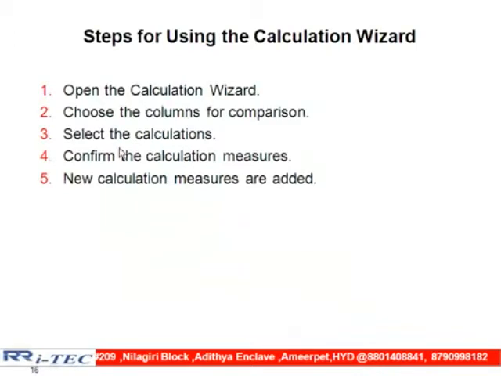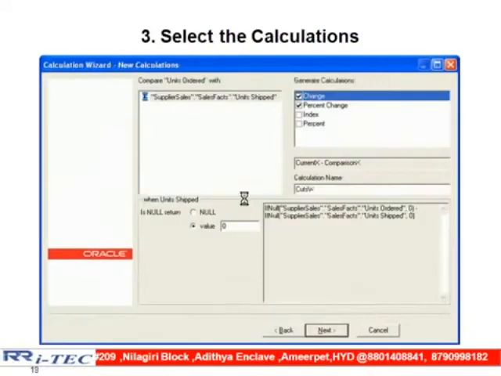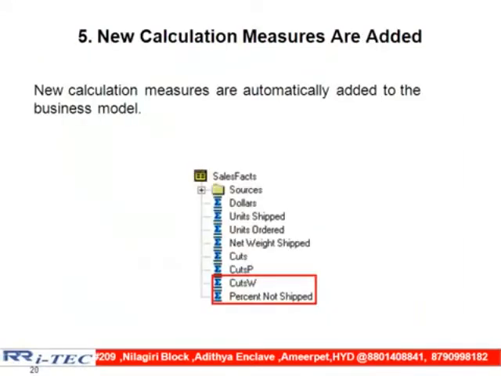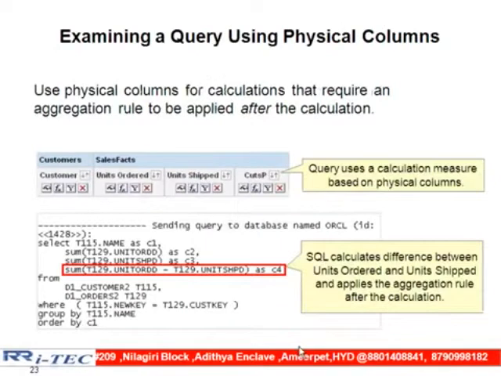Then we can use the calculation wizard. Open the calculation wizard, choose the column for this one, then click on next. Two columns will be created. Finally, we got all those columns. All these columns we are exposing into the presentation layer. Once you expose them into the presentation layer, they will be available for reporting. I take the report and observe the logical SQL.